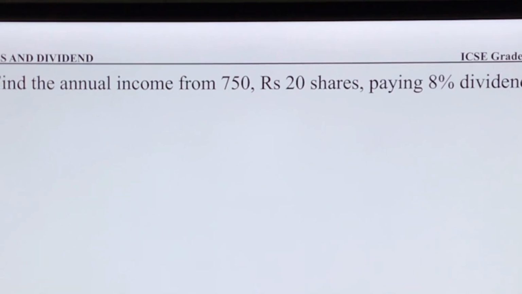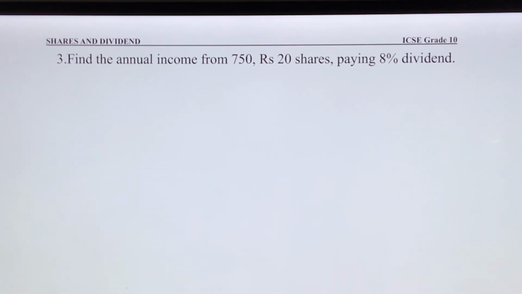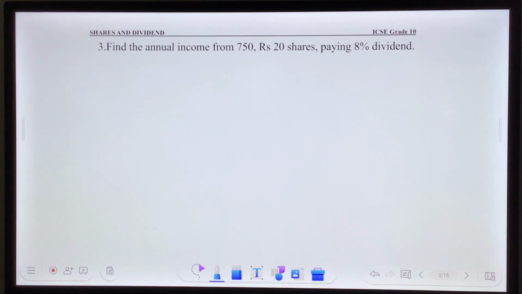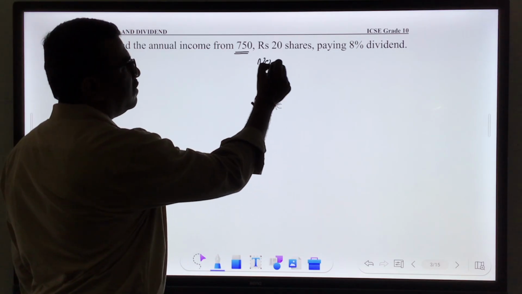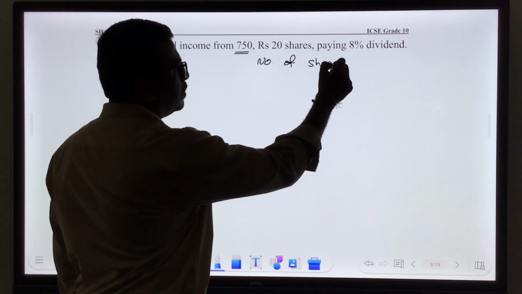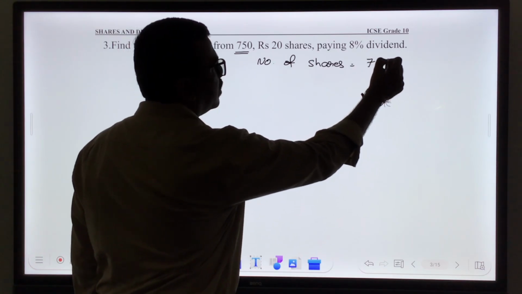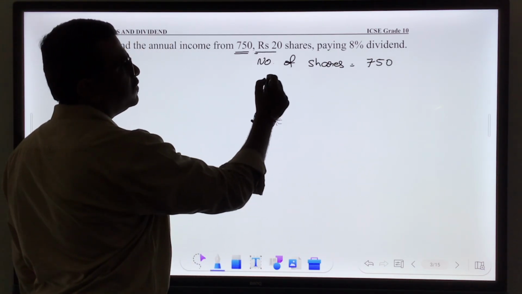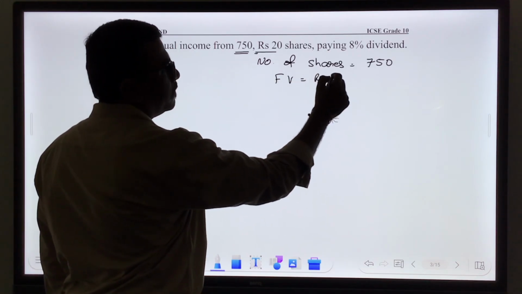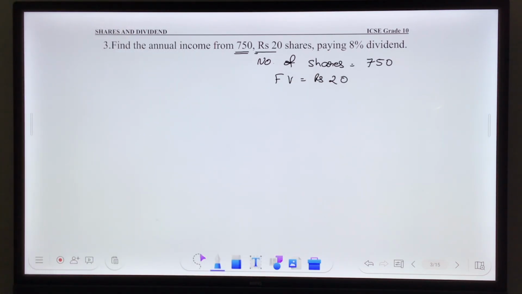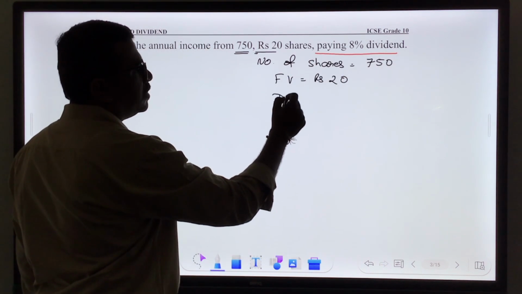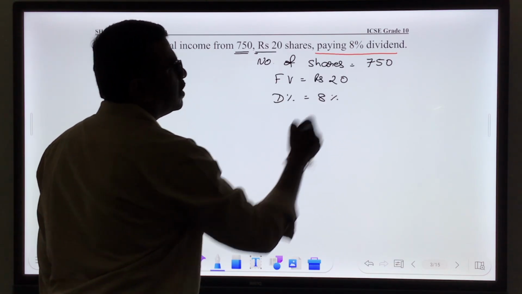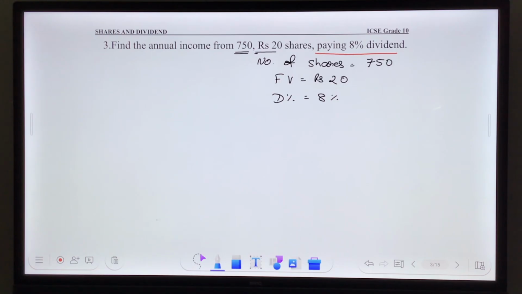The question is, find the annual income from 750 shares of face value rupees 20 paying 8% dividend. So here the number of shares is 750, of face value rupees 20. The company is paying 8% dividend. So dividend percent is 8%, which means the company is paying 8% of the face value of one share.